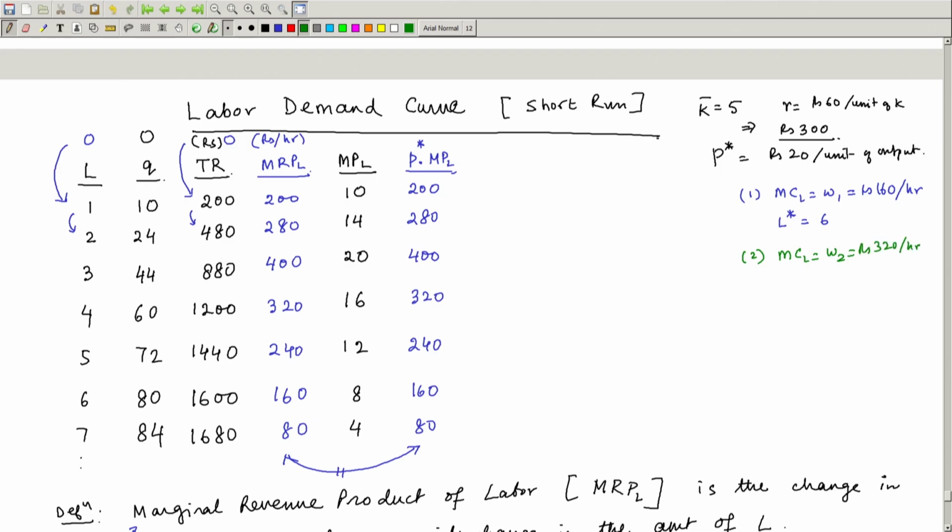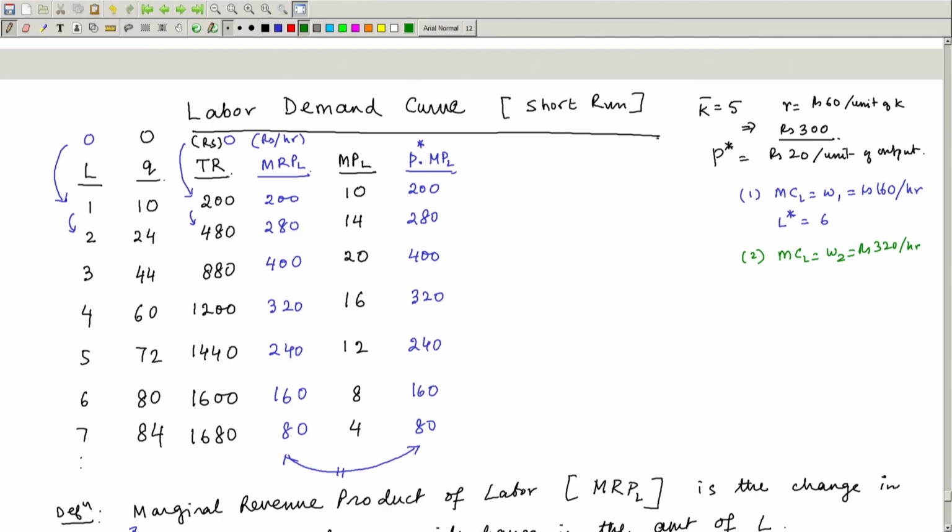In fact, the wage rate has doubled, right. Why? For whatever reason, perhaps the supply of labor curve has decreased. There is a shortage of labor, which translates to a higher input price of labor. So, if any firm wants to hire labor, it needs to pay a much higher per hour wage. So, that is 320 rupees per hour.